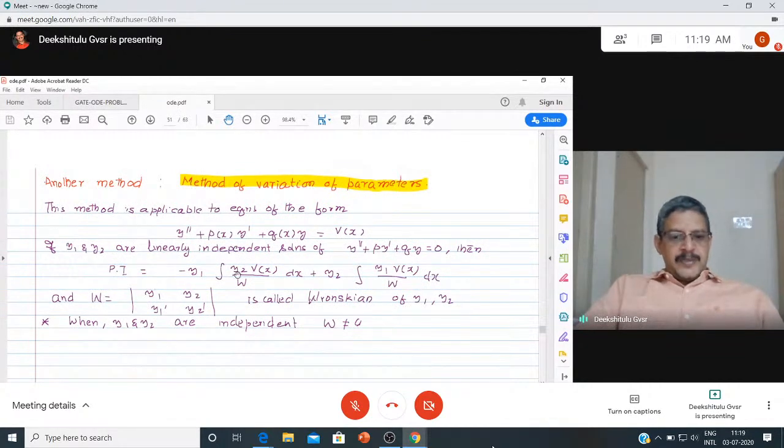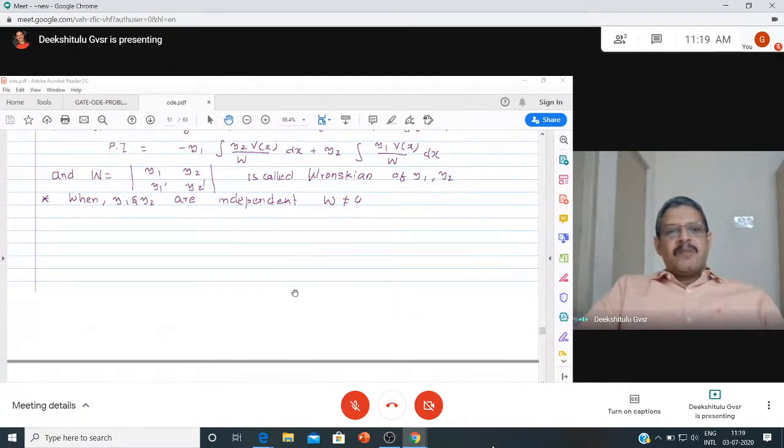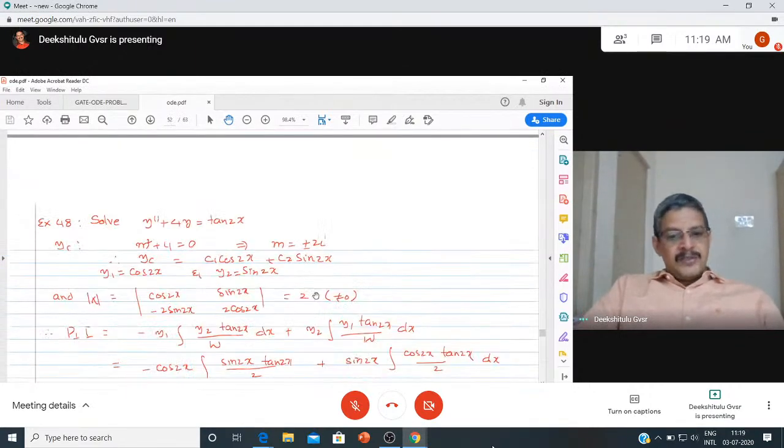The particular integral is expressed in terms of y1 and y2, and the Wronskian is there. Then who will give you y1 and y2? They are obtained from the complementary function. You know that in the complementary function, c1 y1 plus c2 y2, we say that y1 and y2 are linearly independent solutions. Those are the functions we consider.